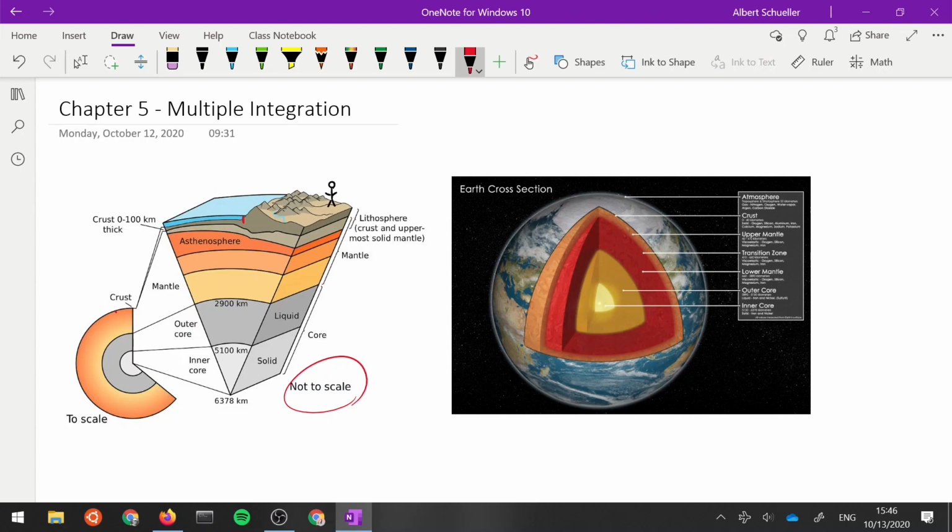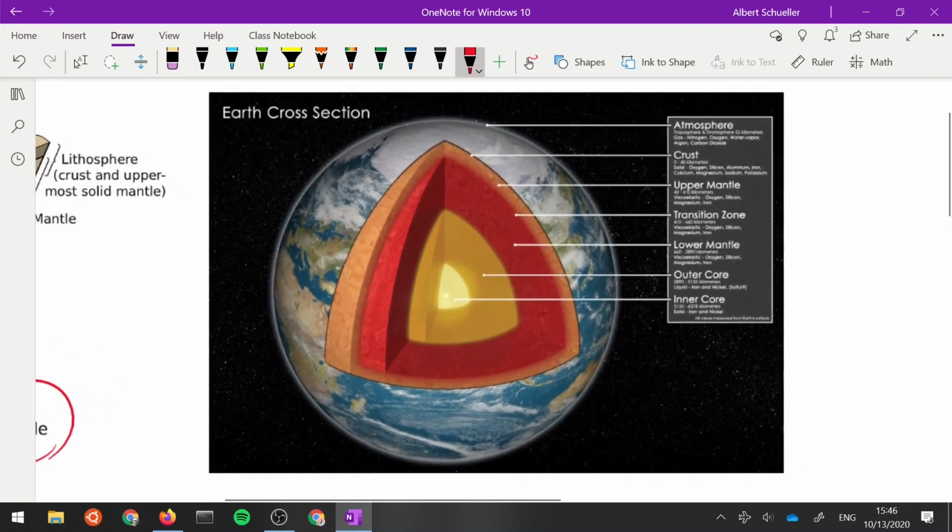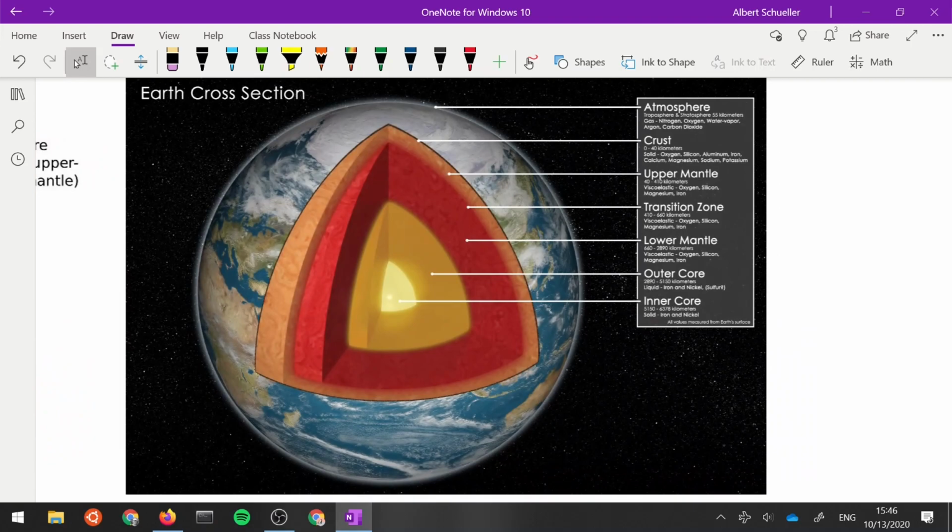There are a couple of ways that we know this. Let me just zoom in here. Here's a different diagram, where we've got the crust, the upper mantle, transition zone, which is mostly oxygen, silicon, magnesium, and iron. And then we've got lower mantle, oxygen, silicon, magnesium, and iron. And then down in the outer core, we have iron and nickel. And in the inner core, iron and nickel.